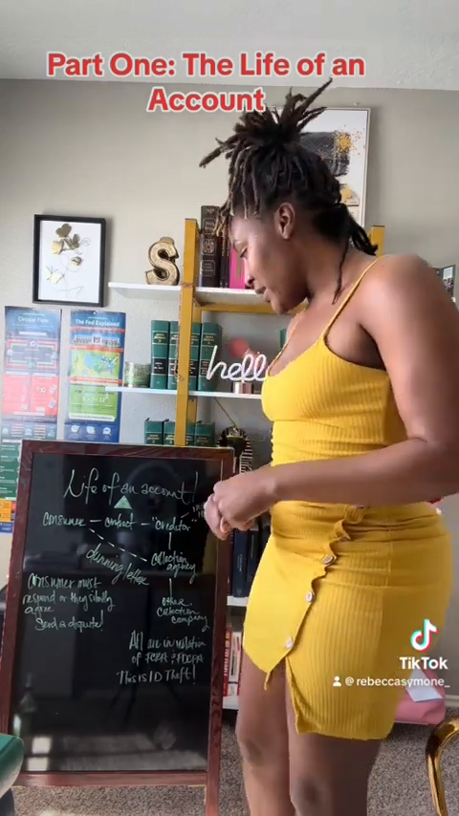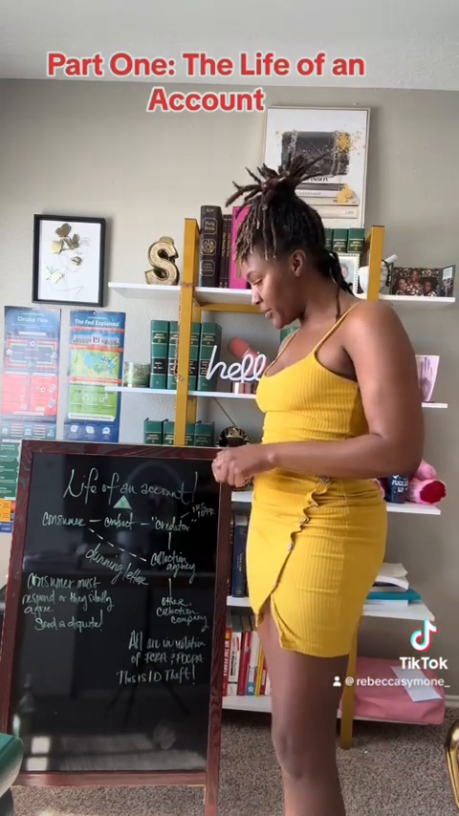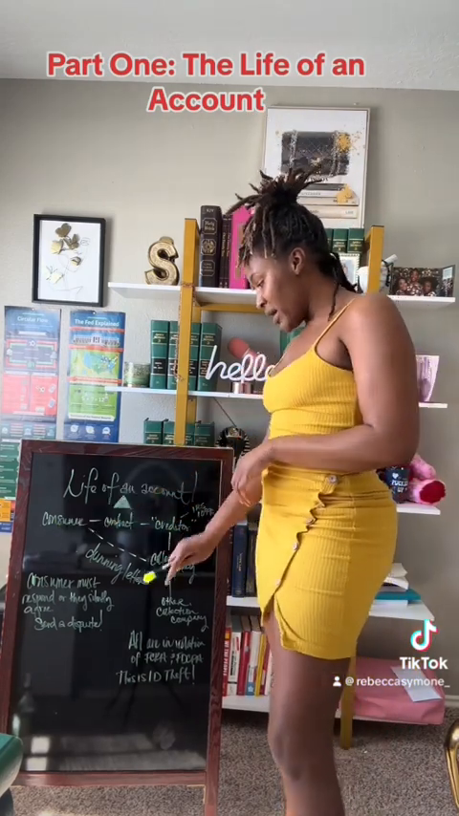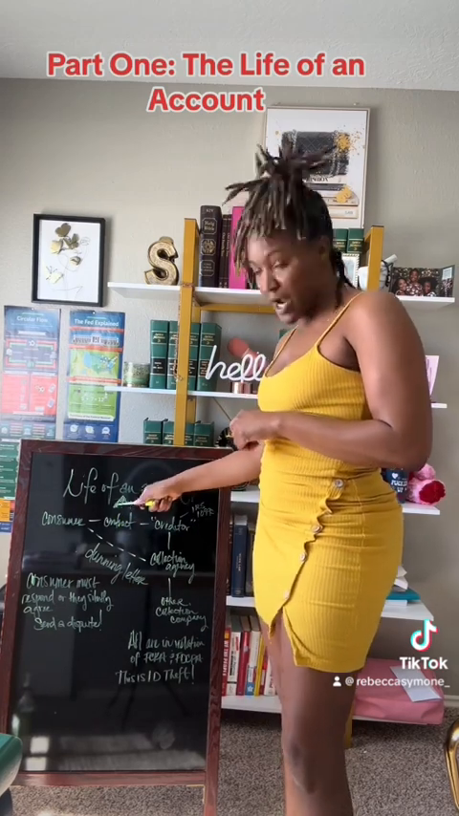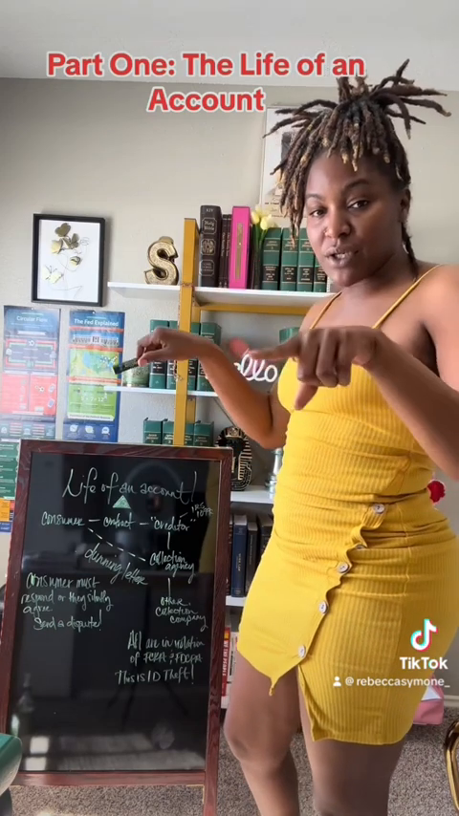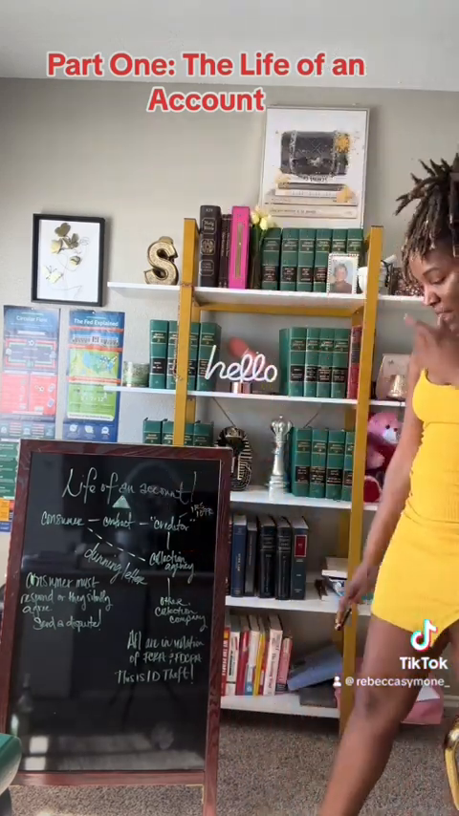All right, so then that account is opened through what is called a contract. If you look here on the board, I have you as the consumer, I have the contract, and then I have the alleged creditor. This triangle represents the union that is made. This is a side for you, the consumer. There's a side for the creditor.